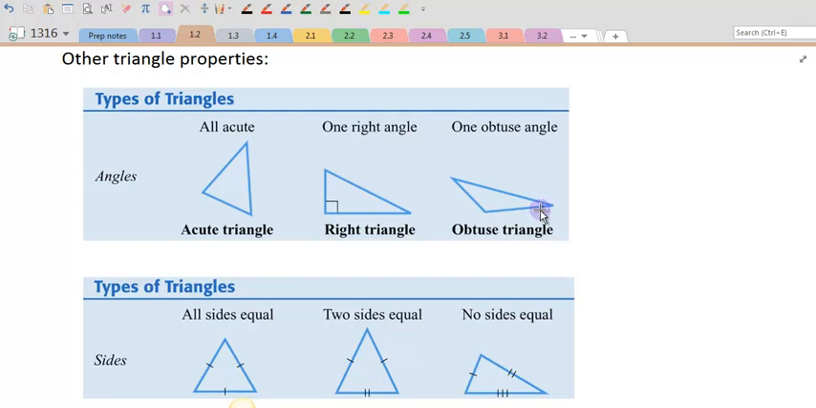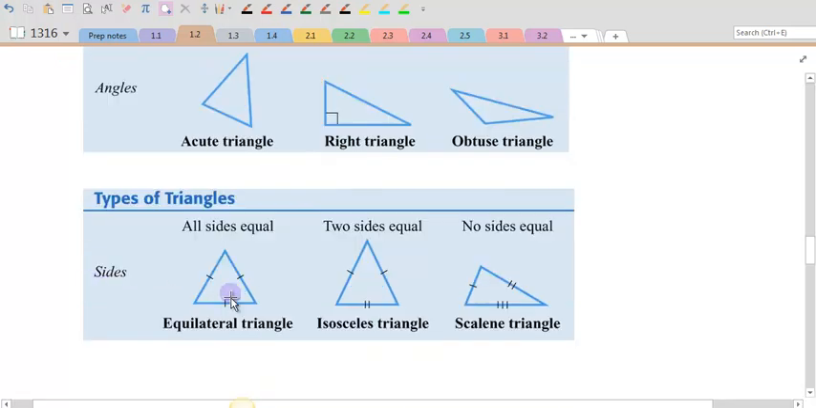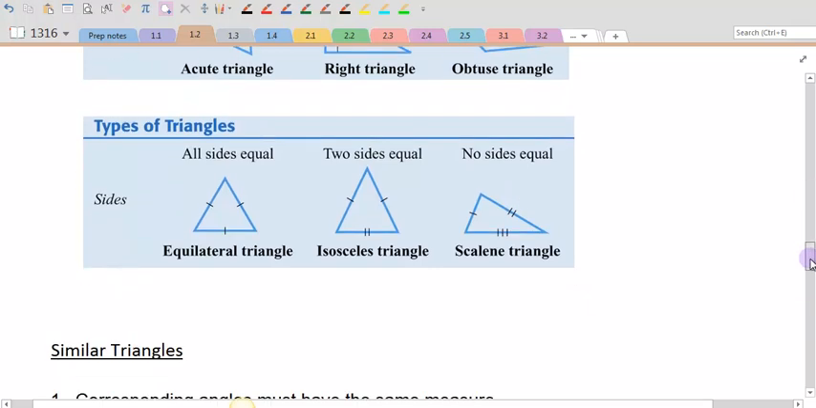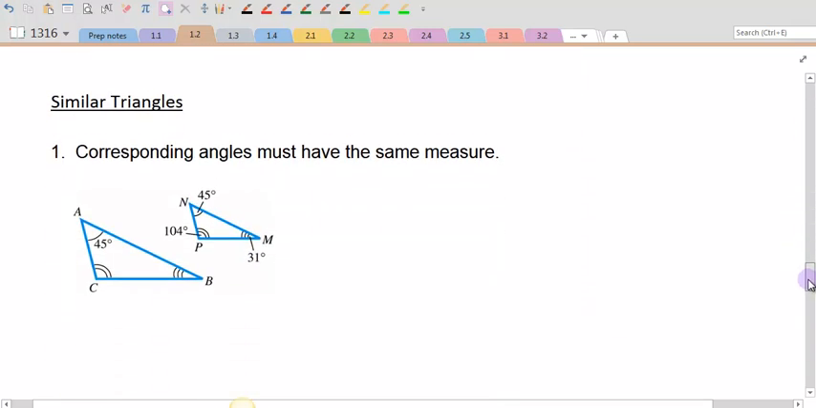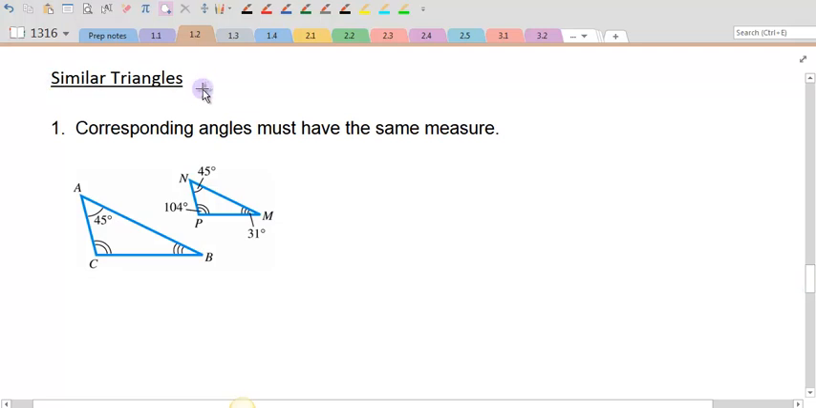Finally, we have an obtuse triangle where one of the angles is greater than 90, which leaves these other two angles as being acute. Additionally, if I don't want to classify my triangle by angles, I can classify it by sides. Here I have an equilateral triangle where all of the sides would be equal. I have an isosceles triangle where two of the sides would be equal, and a scalene triangle where no sides would be equal. So let's take that and let's expand that understanding of triangles into what we call similar triangles.